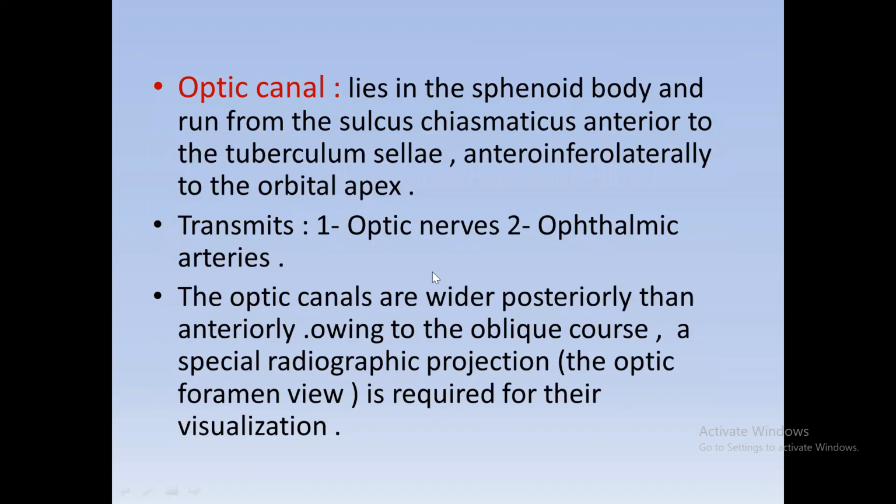Optic canal lies in the sphenoid body and runs from the sulcus chiasmaticus anterior to the tuberculum sellae, anterior-inferolaterally to the orbital apex, and transmits the optic nerves and ophthalmic arteries. The optic canals are wider posteriorly than anteriorly, and owing to their oblique course, a special radiographic projection, the optic foramina view, is required for their visualization.